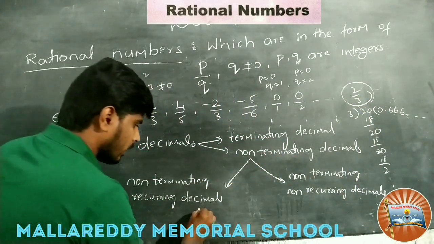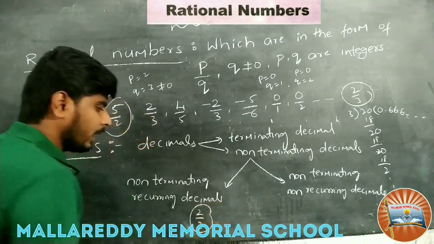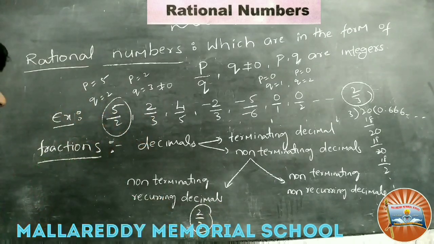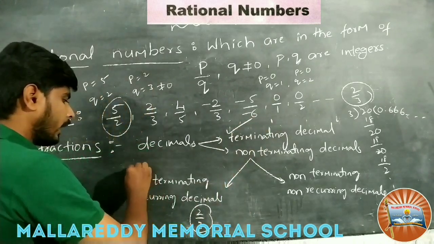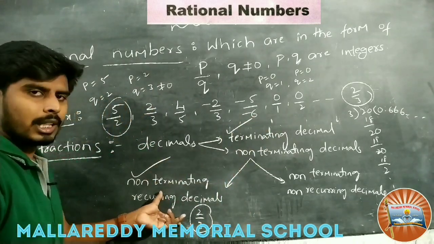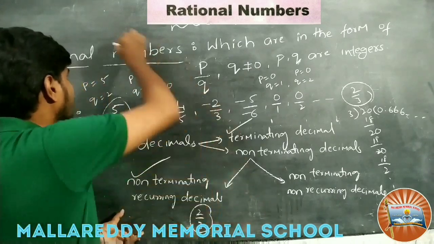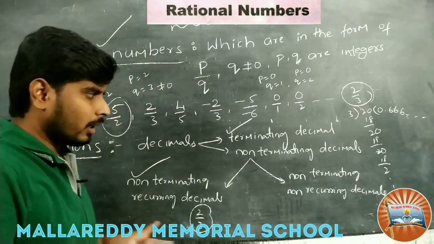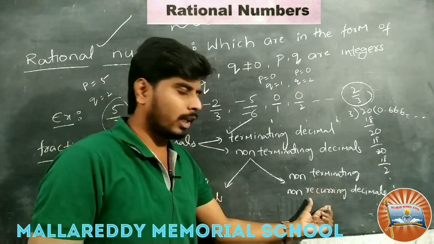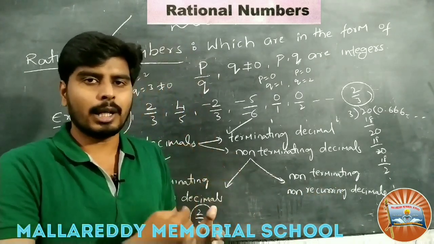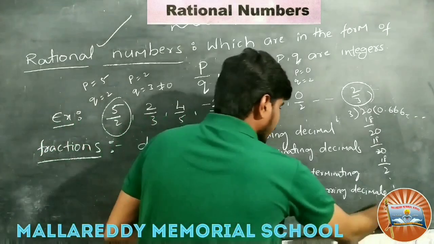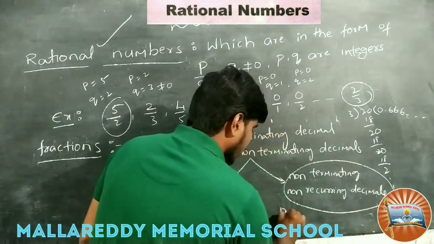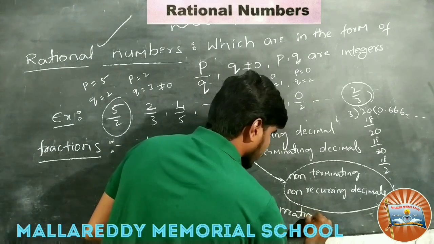Here it is non-terminating recurring decimals, and look carefully. These terminating decimals and non-terminating recurring decimals come under rational numbers only. And this non-terminating non-recurring means they are never repeated and never ended. These are called irrational numbers.